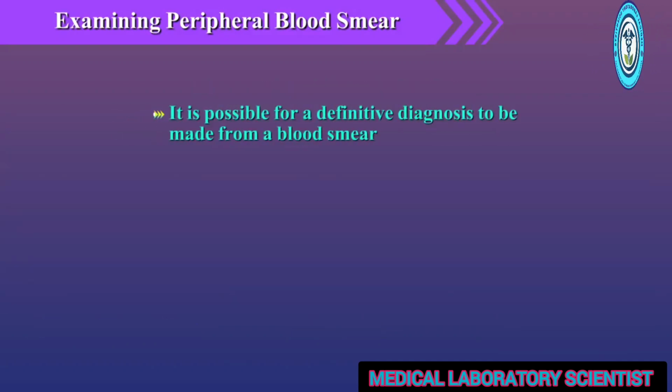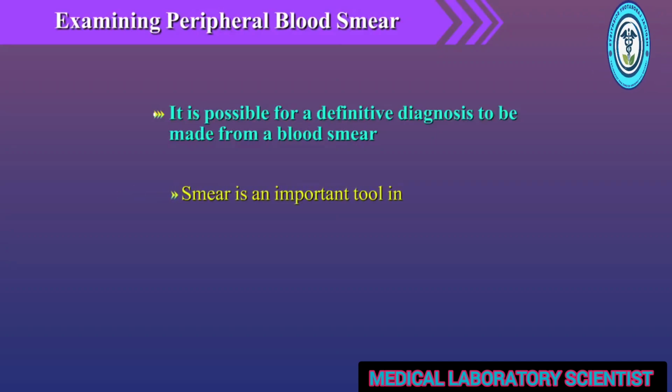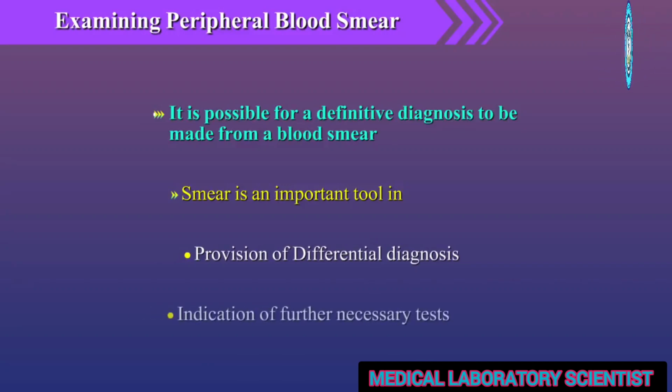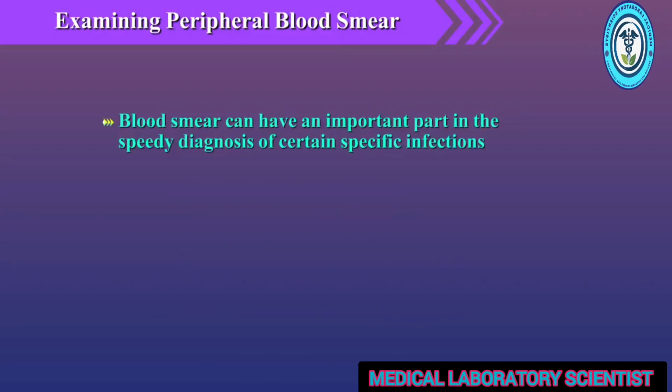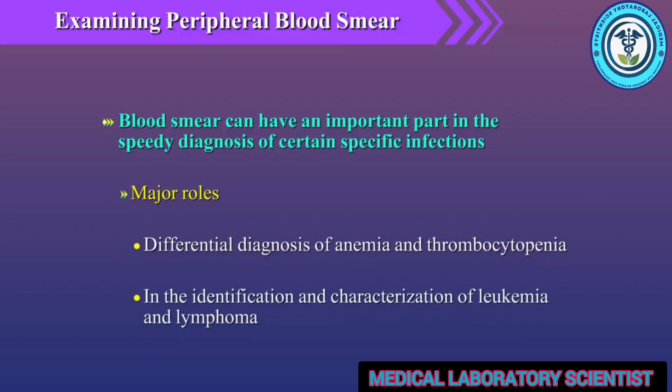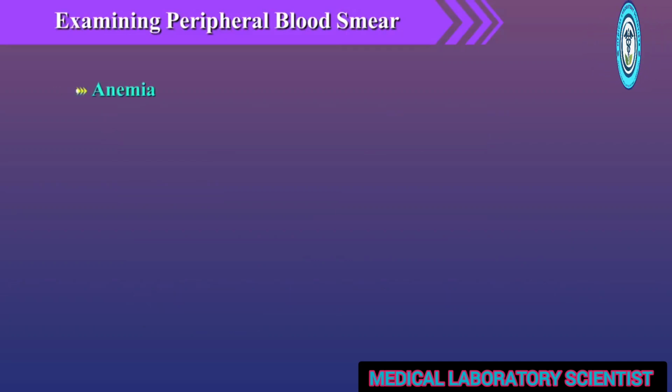Sometimes it is possible for a definitive diagnosis to be made from a blood smear. More often, the smear is an important tool in the provision of a differential diagnosis and the indication of further necessary tests. The blood smear can have an important part in the speedy diagnosis of certain specific infections. Otherwise, its major roles are in the differential diagnosis of anemia and thrombocytopenia and in the identification and characterization of leukemia and lymphoma. First, we will see anemia.